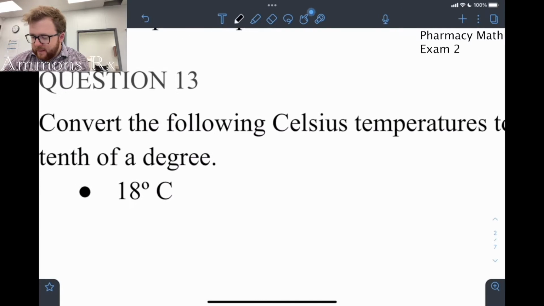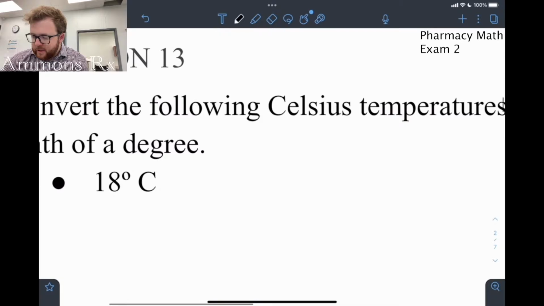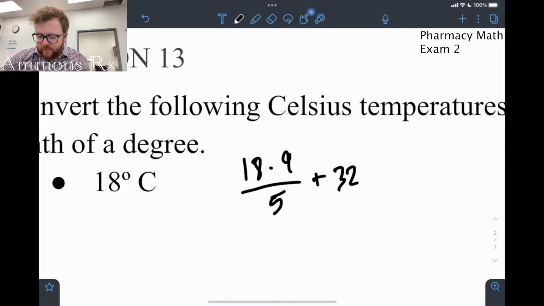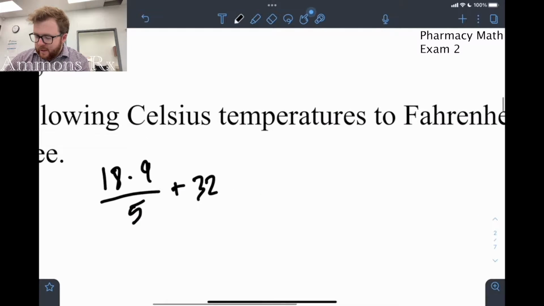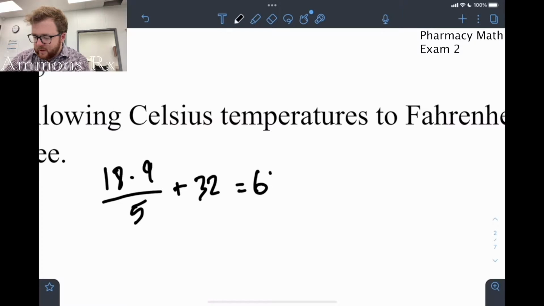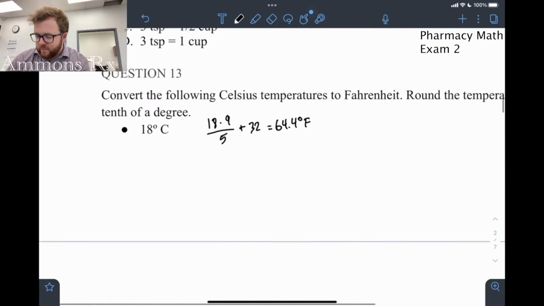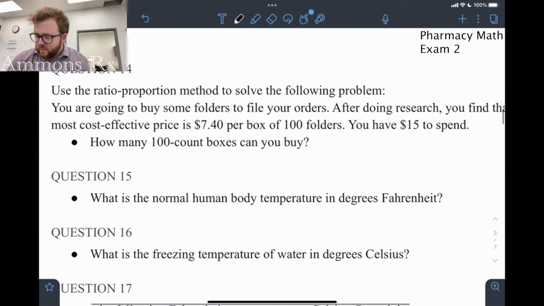Celsius to Fahrenheit again. So I'm just going to go ahead and plug in my temperature. 18 times 9 divided by 5 plus 32. And I'm getting 64.4 degrees Fahrenheit. Okay.